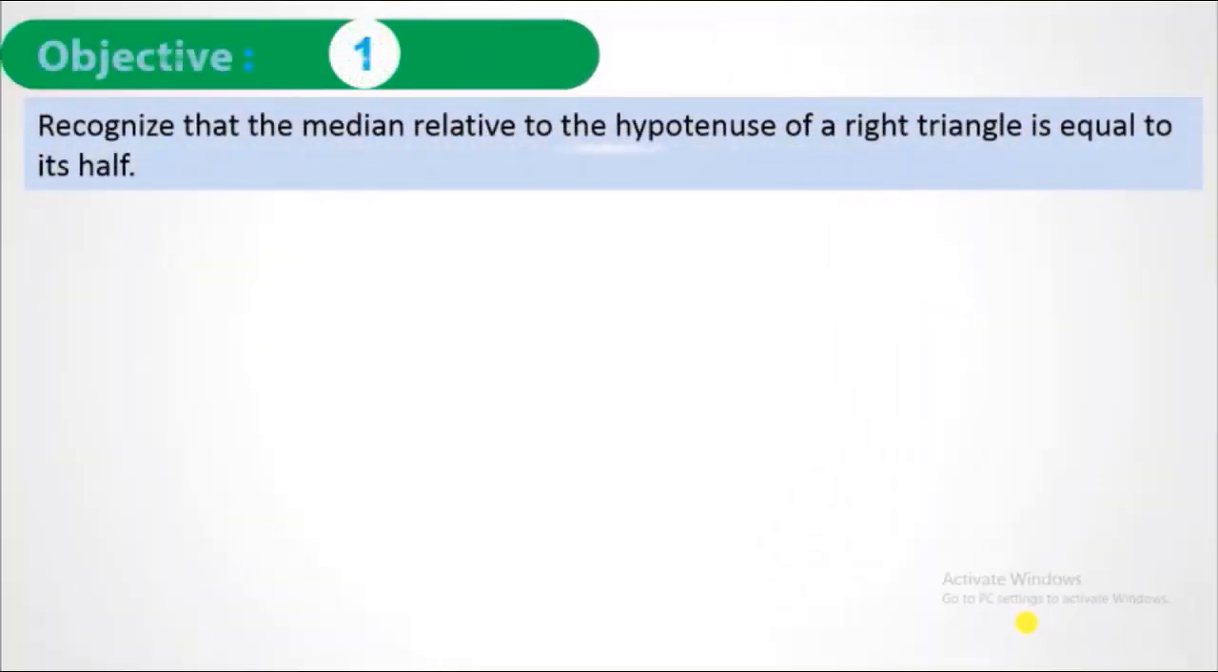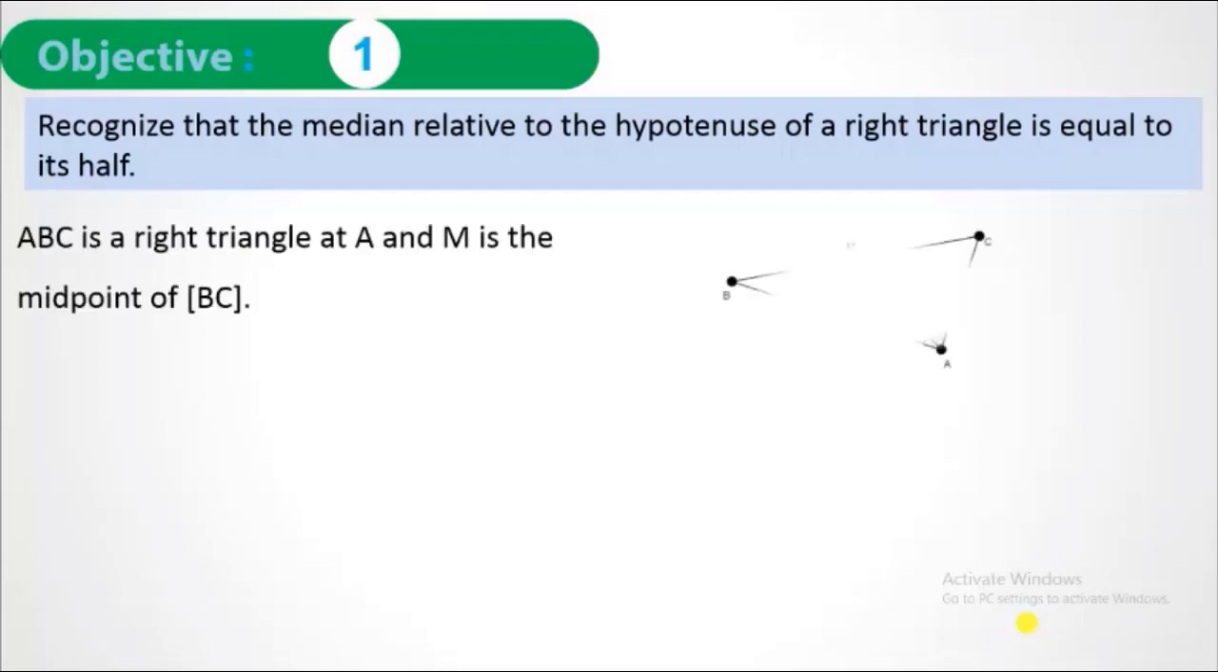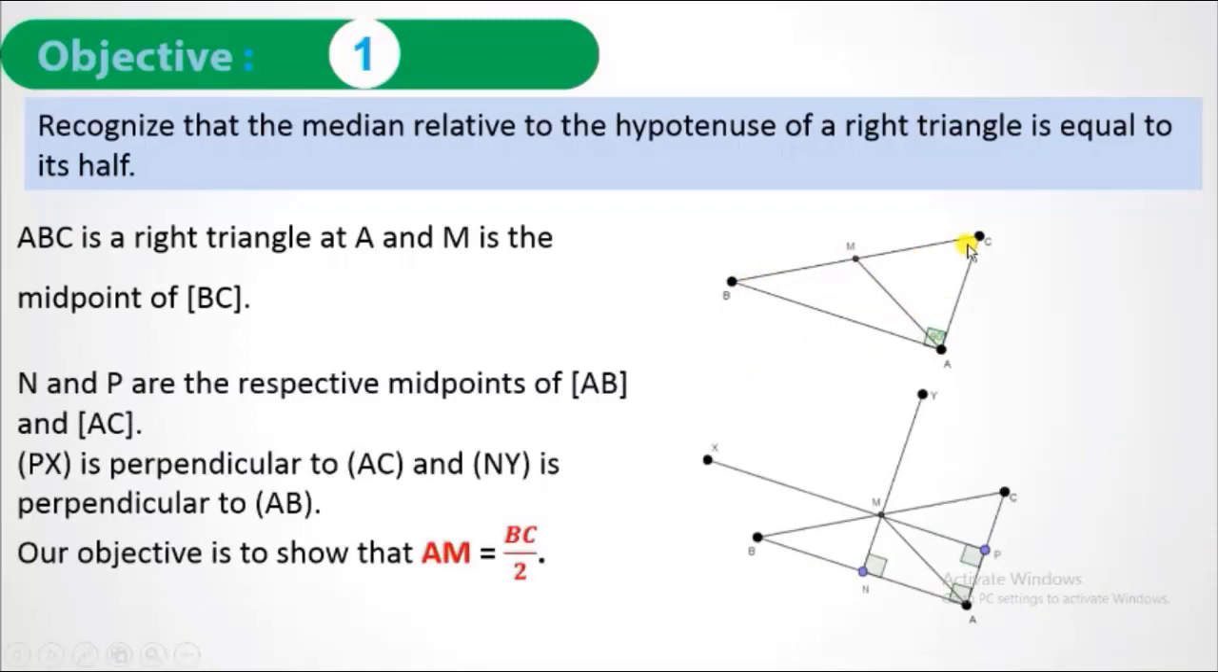Objective 1. Recognize that the median relative to the hypotenuse of a right triangle is equal to its half. Consider triangle ABC, right at A, and M is the midpoint of BC. As we see here in the figure, we have triangle ABC, right at A, M is the midpoint of BC.